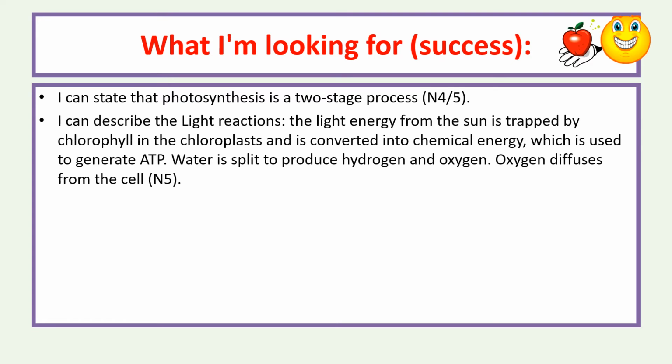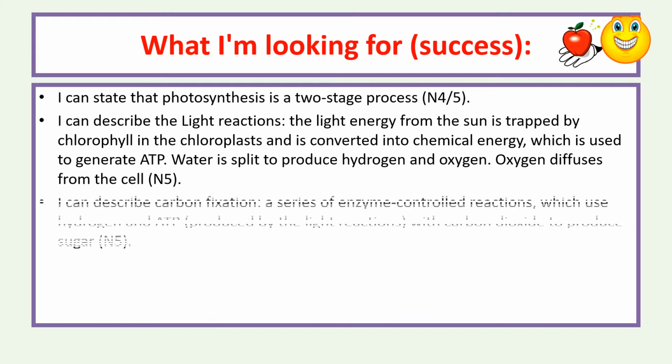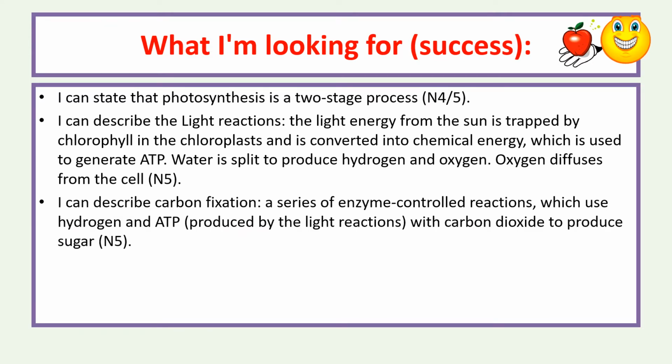You'll be able to describe the light reactions as being where the light energy from the sun is trapped by chlorophyll in the chloroplast and is converted into chemical energy, which is used to generate ATP. Water is split to produce hydrogen and oxygen. Oxygen diffuses from the cell. Then you will also be able to describe carbon fixation as a series of enzyme-controlled reactions which use hydrogen and ATP produced by the light reactions with carbon dioxide to produce sugar.